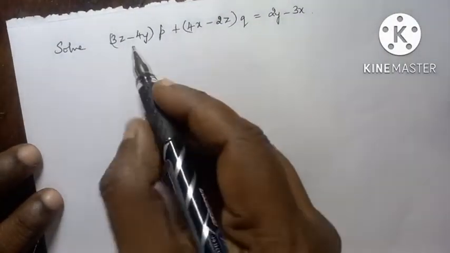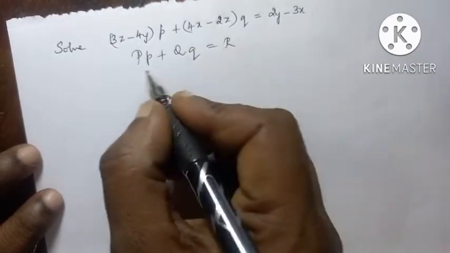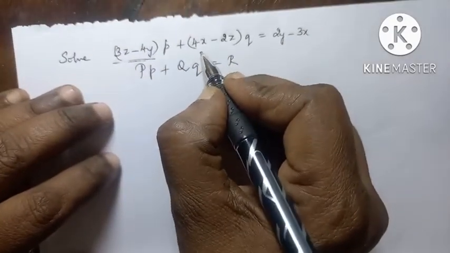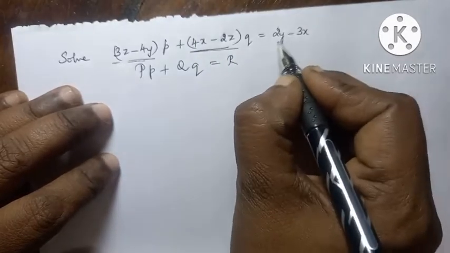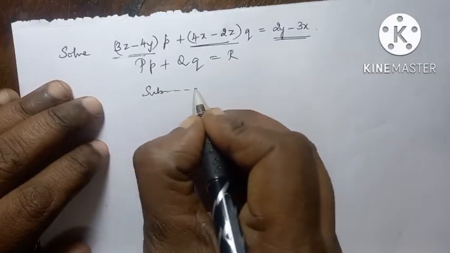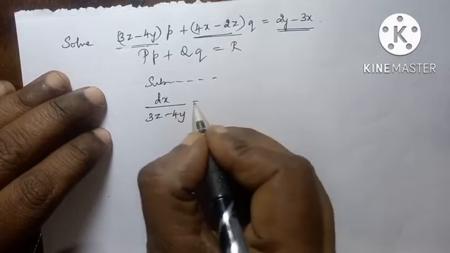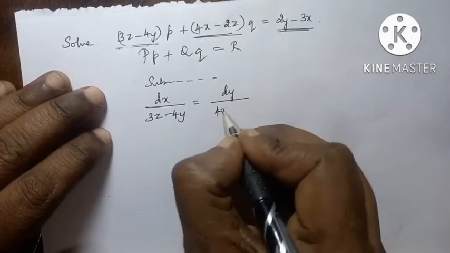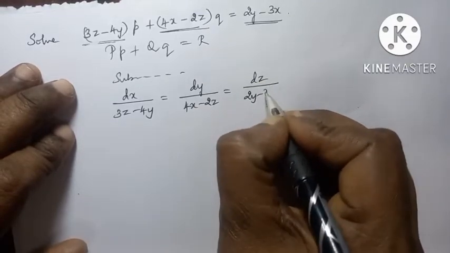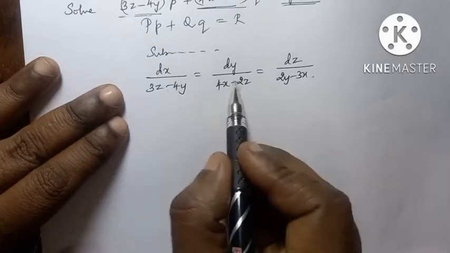You can see the problem. It is of the form Pp plus Qq equal to R, where P is 3z minus 4y, Q is 4x minus 2z, R is 2y minus 3x. We write subsidiary equations. Subsidiary equations are dx by P equal to dy by Q is equal to dz by R.